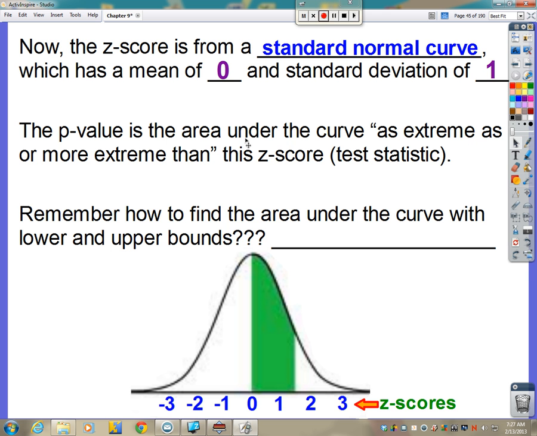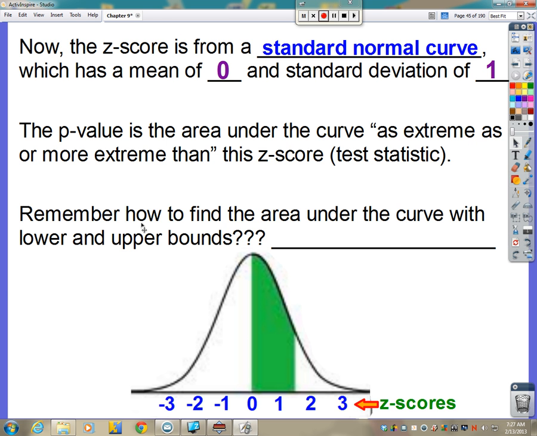The p-value is the area under the curve as extreme or more extreme than this z-score, this test statistic. Okay, so for example, we might be finding the area under the curve, like maybe here's our z-score, and this will be our p-value. The smaller this number is, the farther it is away from our hypothesized value, which is right here in the middle, and we would conclude that we have a bad null hypothesis, and we would go in favor of the alternate hypothesis.